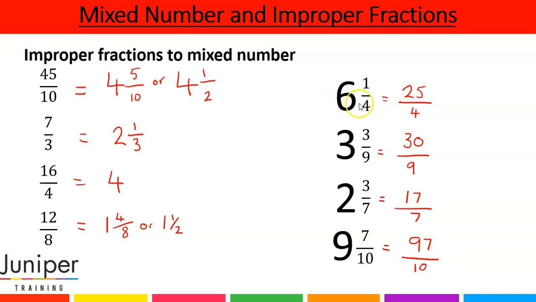Over here, 6 times 4 was 24, add the 1, 25. 3 times 9, 27, add the 3, 30. 2 and 3 sevenths, 2 times 7 is 14, add the 3, 17. 9 times 10 is 90, add the 7, 97. So you can see how they converted between each other.